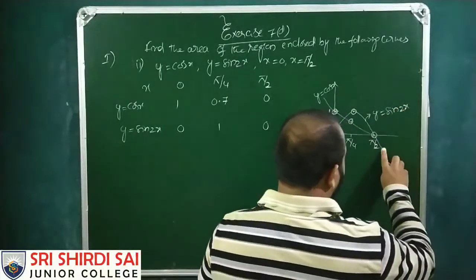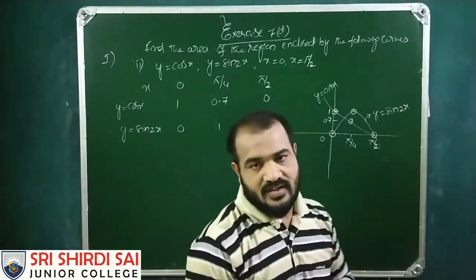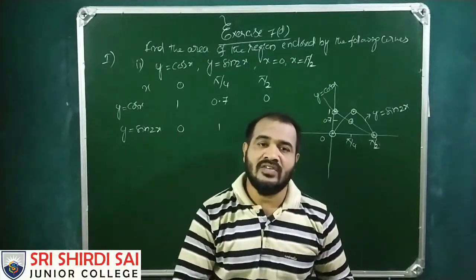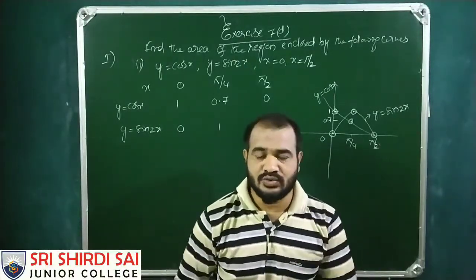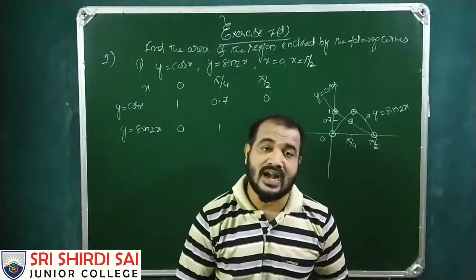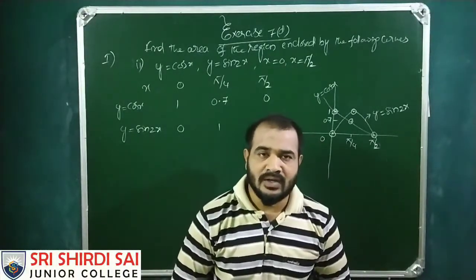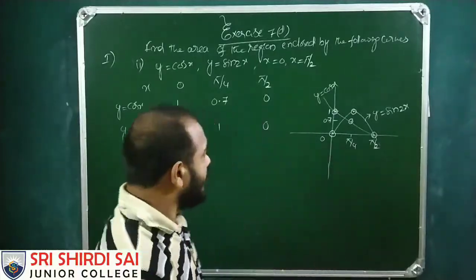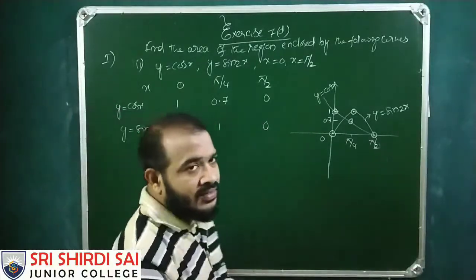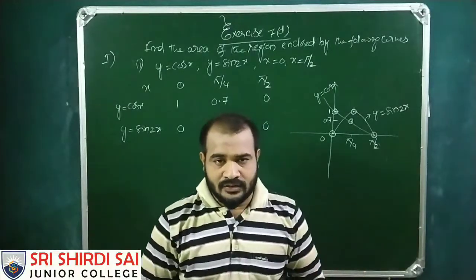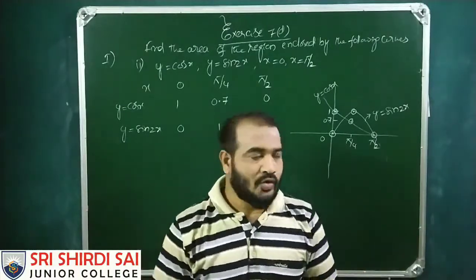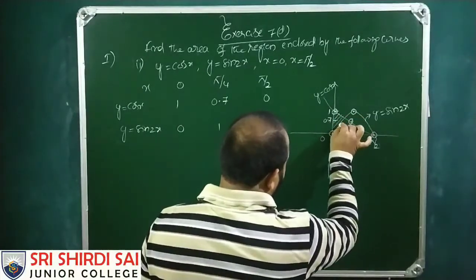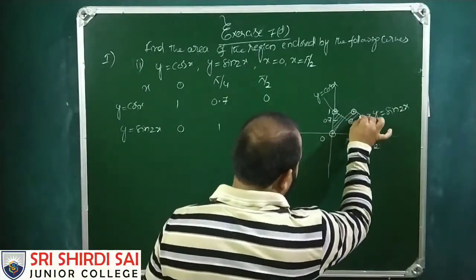So in the prerequisites we have discussed that the area of the region bounded by the curves y is equals to f of x and y equals to g of x, where f of x is greater than g of x. What does it mean? f of x is an upper curve, g of x is a lower curve. So the area is equals to f of x minus g of x. Here we need to find out the area of the region bounded by these two curves, right? This area.